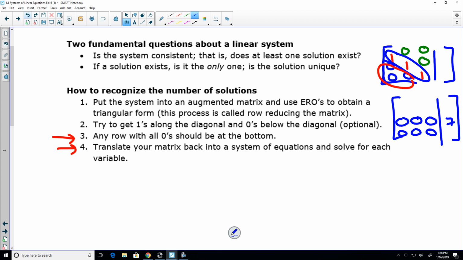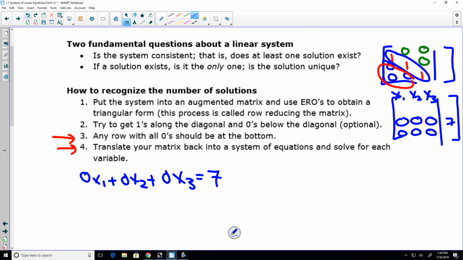Remember that row represents an equation. The vertical line is the equal sign, and the columns are the coefficients of our variables. So that row would say 0x1 plus 0x2 plus 0x3 equals 7. And that can't happen, right? 0 can't equal 7. So if you get all zeros on the left and something non-zero on the right, that is no solution.